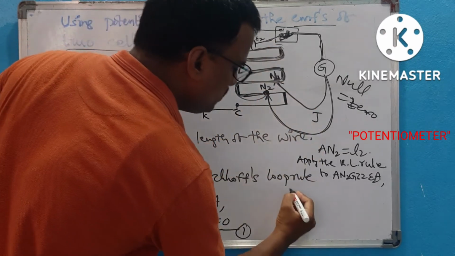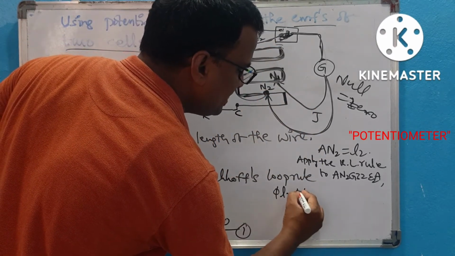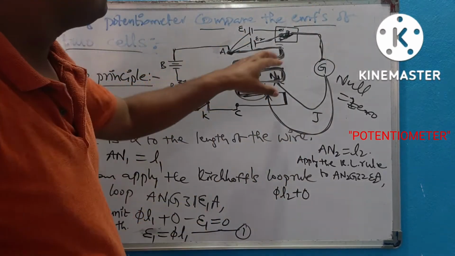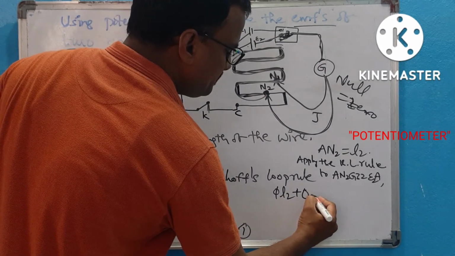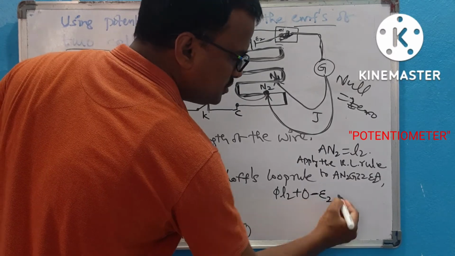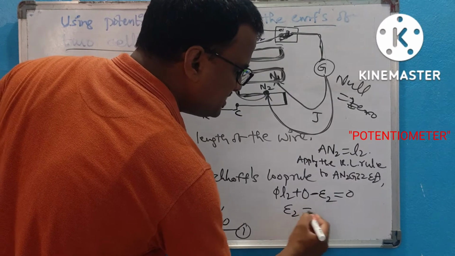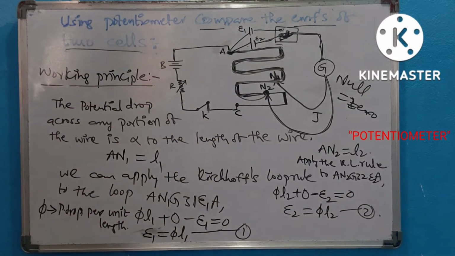AN2 is phi L2, plus the galvanometer shows null deflection, 0, and we go from the negative terminal to the positive terminal, so we write minus E2 is equal to 0. From this we get E2 is equal to phi L2. This is equation number 2.